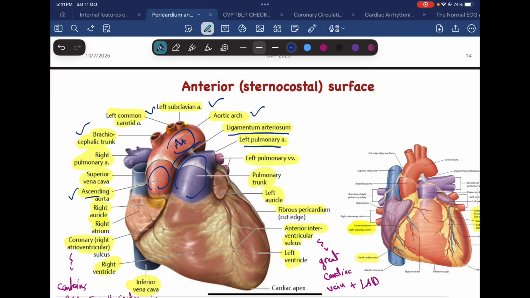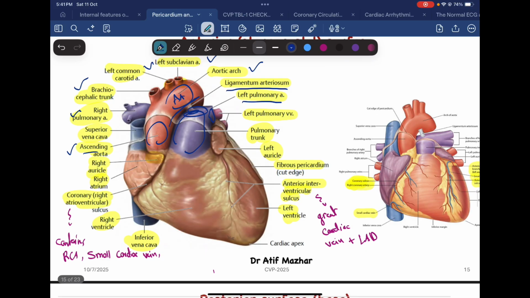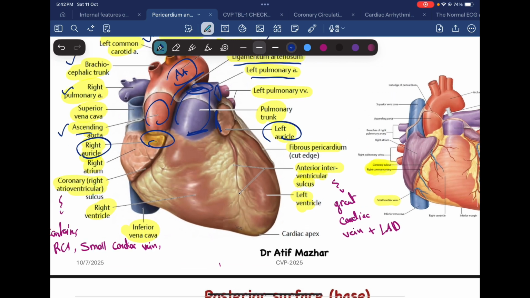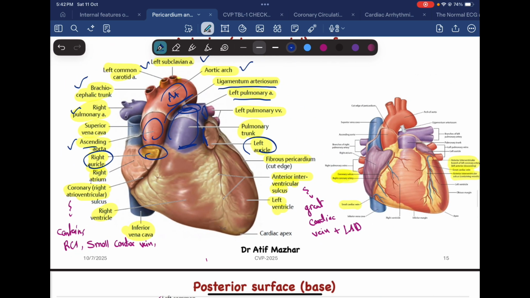We have the left pulmonary artery coming from here. This is a bifurcation of the pulmonary trunk. You have the left pulmonary artery, and here we have the right pulmonary artery. Going down, we have the left auricle, a bit beside, towards the left of the pulmonary trunk. It's called left auricle. Auricle is like the ear, the little meat hanging from your ear. That's called auricle. Looks like an ear. We have the right auricle right here, this part specifically. We have the right atrium right under the right auricle.